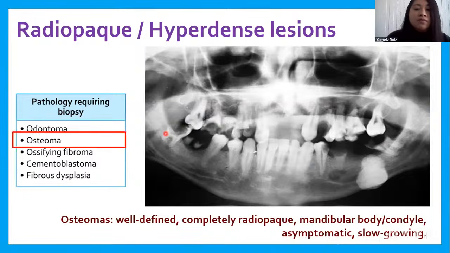The second are osteomas. Osteomas are completely radiopaque entities that have a well-defined border. This is a benign entity that is typically located in the mandibular body and the condyle. They are asymptomatic and slow growing. So this is the finding of our osteoma. If you see a completely radiopaque entity, maybe you can think of this diagnosis.